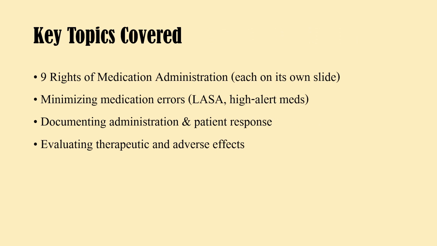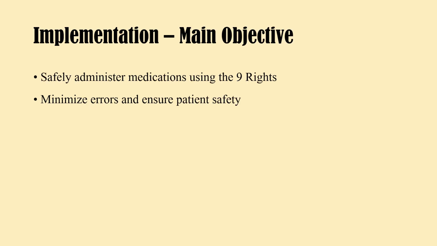Key topics include the 9 rights of medication administration, strategies for minimizing errors, such as addressing look-alike, sound-alike, and high-alert medications, documenting both administration and patient responses, and thoroughly evaluating therapeutic and adverse effects. The main objective of the implementation phase is to safely administer medications by following the 9 rights, thereby minimizing errors and protecting patient safety at every step.